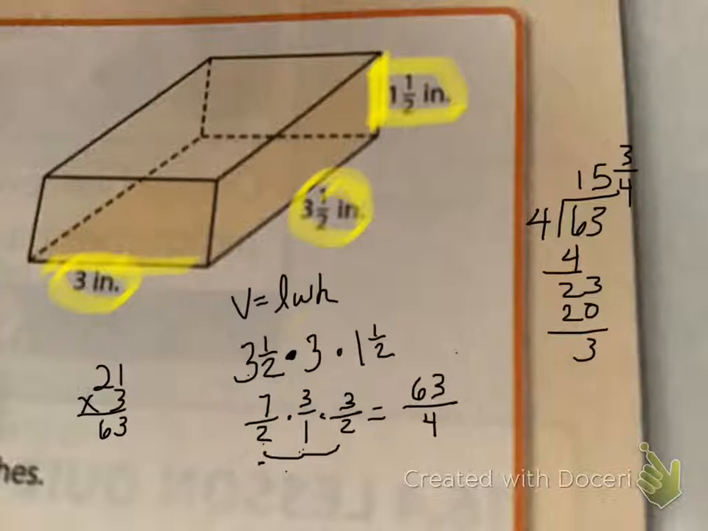So we will say the volume, I kind of ran out of room down here. Volume equals 15 3/4, this is inches, and remember what we said? Cubed. All right, so now that we've looked at that and I've kind of introduced it to you, we're going to practice some together.